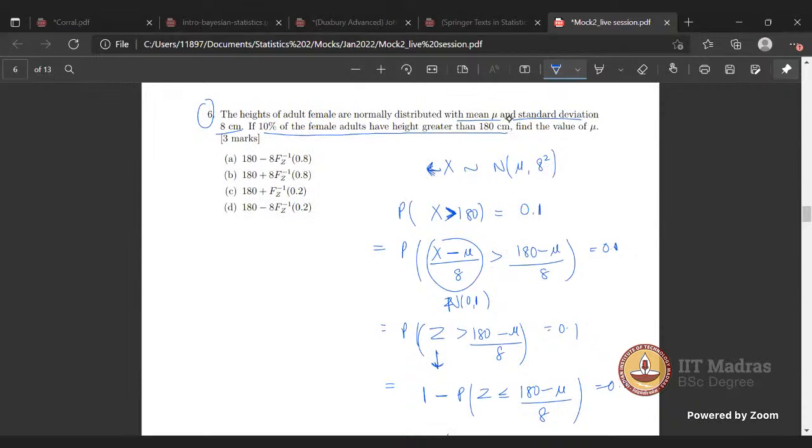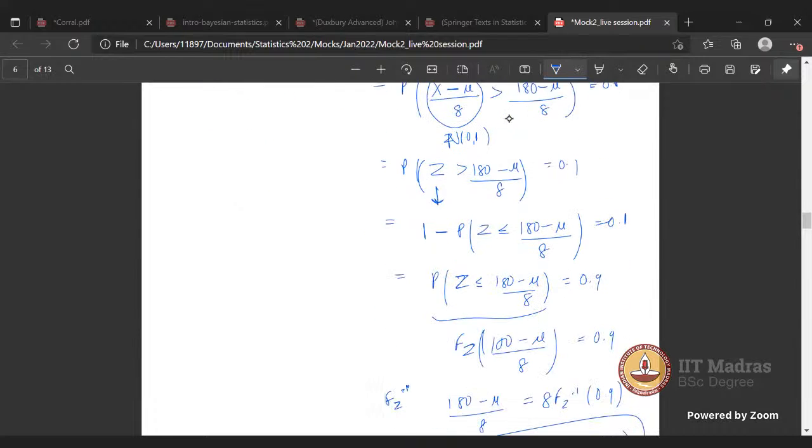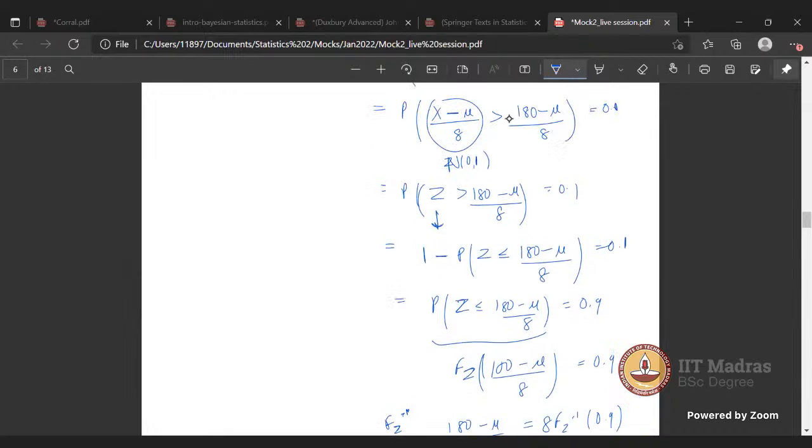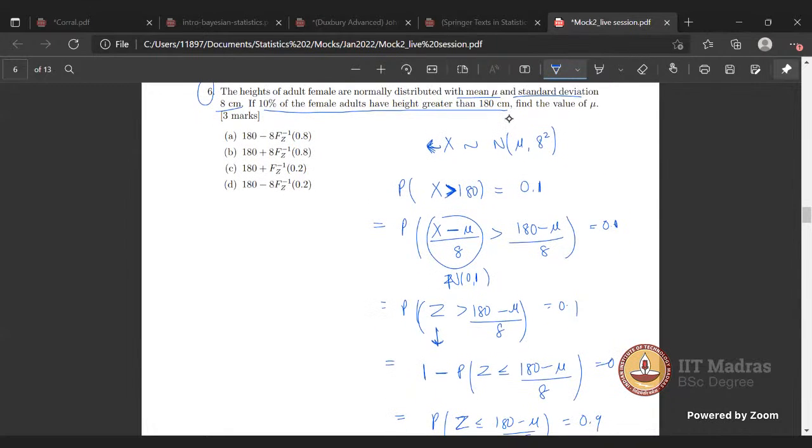There it is wrong, but on the portal it has been corrected, right? Ma'am, maybe it has been corrected later, because while solving the mock it was not there. Yeah, I think it has been corrected on the portal now.